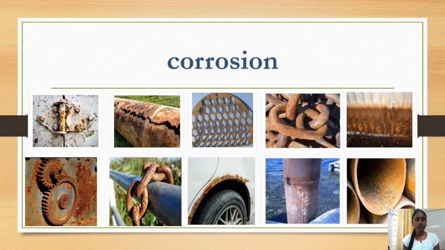Here are some examples of corrosion. You can take a look at it. These metals got corroded by continuous contact with moisture, air, water, and other gases. You can see the rust is brown in color, which means it is an iron metal.